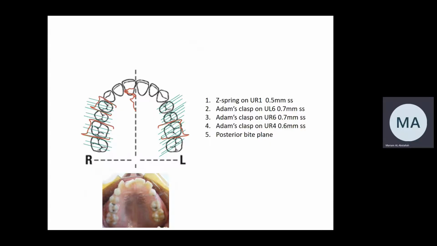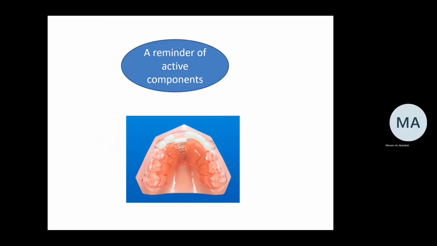the design. Okay, I write the name of my active component, where I want to put it, and the thickness of the wire. Z-spring force is 0.5 millimeter stainless steel wire. Adams on the molar is 0.7 millimeter stainless steel wire. On the premolar, 0.6 millimeter stainless steel wire.